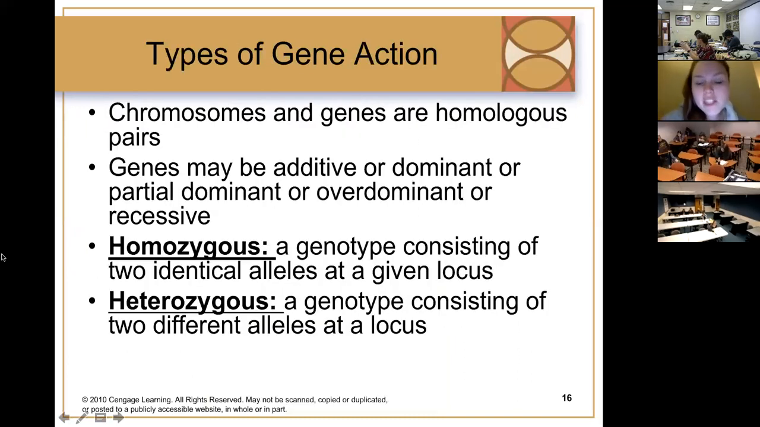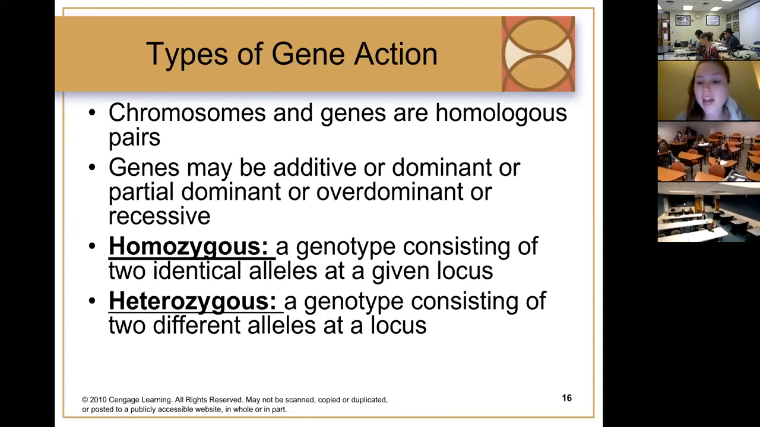So there are different types of gene action, so how genes can actually act. Chromosomes and genes are homologous pairs. Homologous means the same. And then genes can be additive or dominant, or partial dominant, or overdominant, or recessive. I'm going to explain a little bit about what that means. You may have a trait that is influenced by two different genes, right? There's two potential genes that you could have.